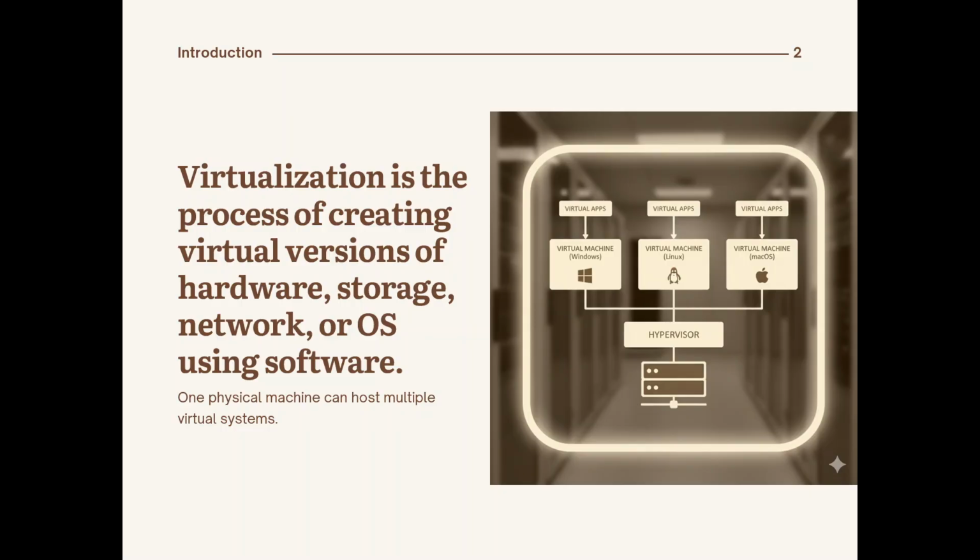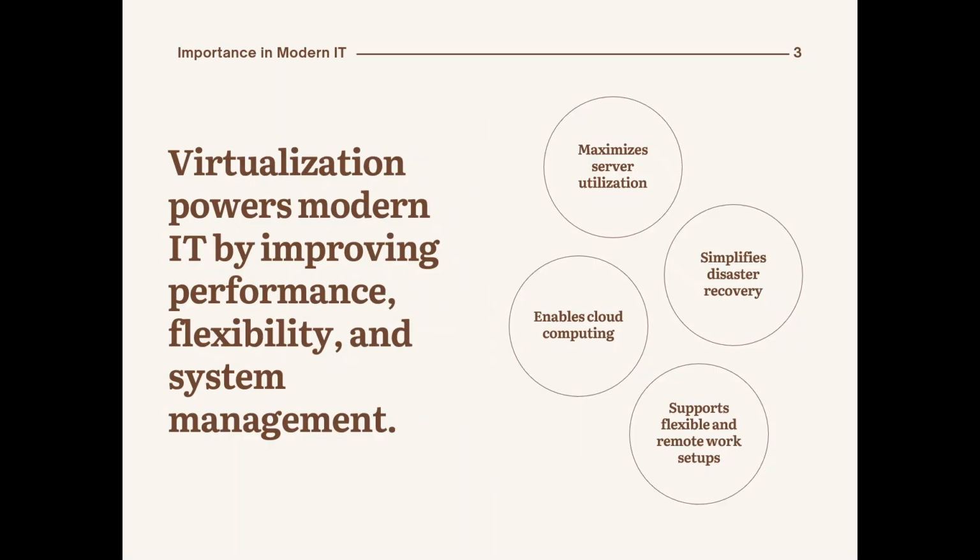What is virtualization? Virtualization is simply the process of creating virtual versions of hardware, storage, networks, or even operating systems using software. In simpler terms, instead of using separate physical computers for different tasks, virtualization allows one powerful physical machine to host multiple virtual systems, or virtual machines.